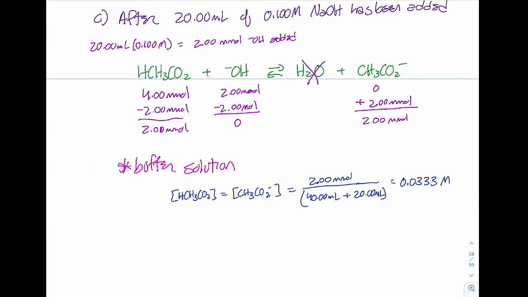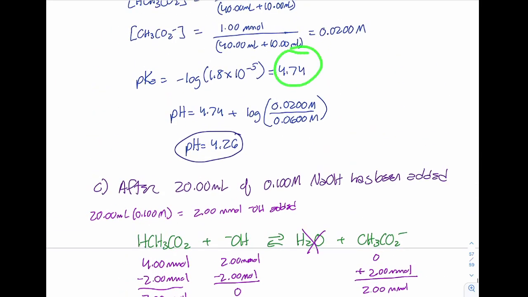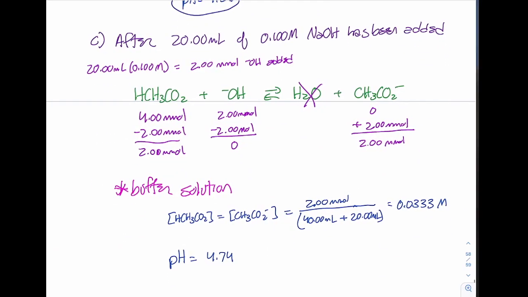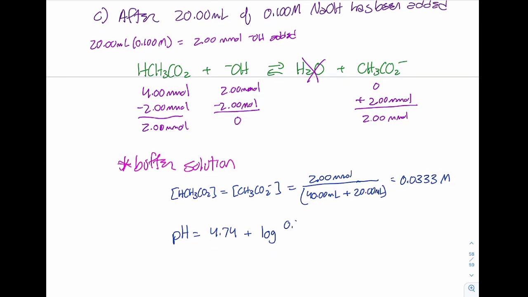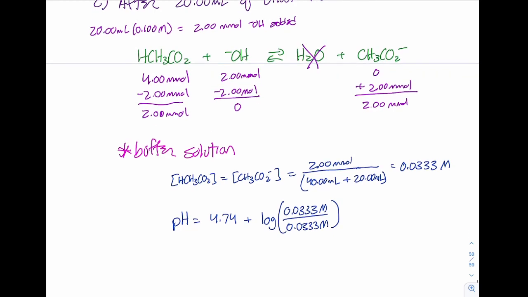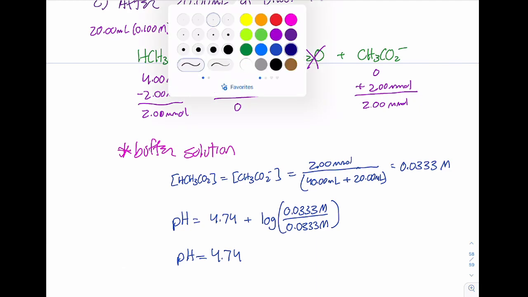Plugging these into my Henderson-Hasselbalch equation, pH is equal to my pKa, which we calculated above to be 4.74, plus the log of my base concentration over the concentration of my acid. And then when we do the math, my pH actually comes out to be my pKa. And I'll show you this here in a minute. We don't actually need to plug that into our calculators.